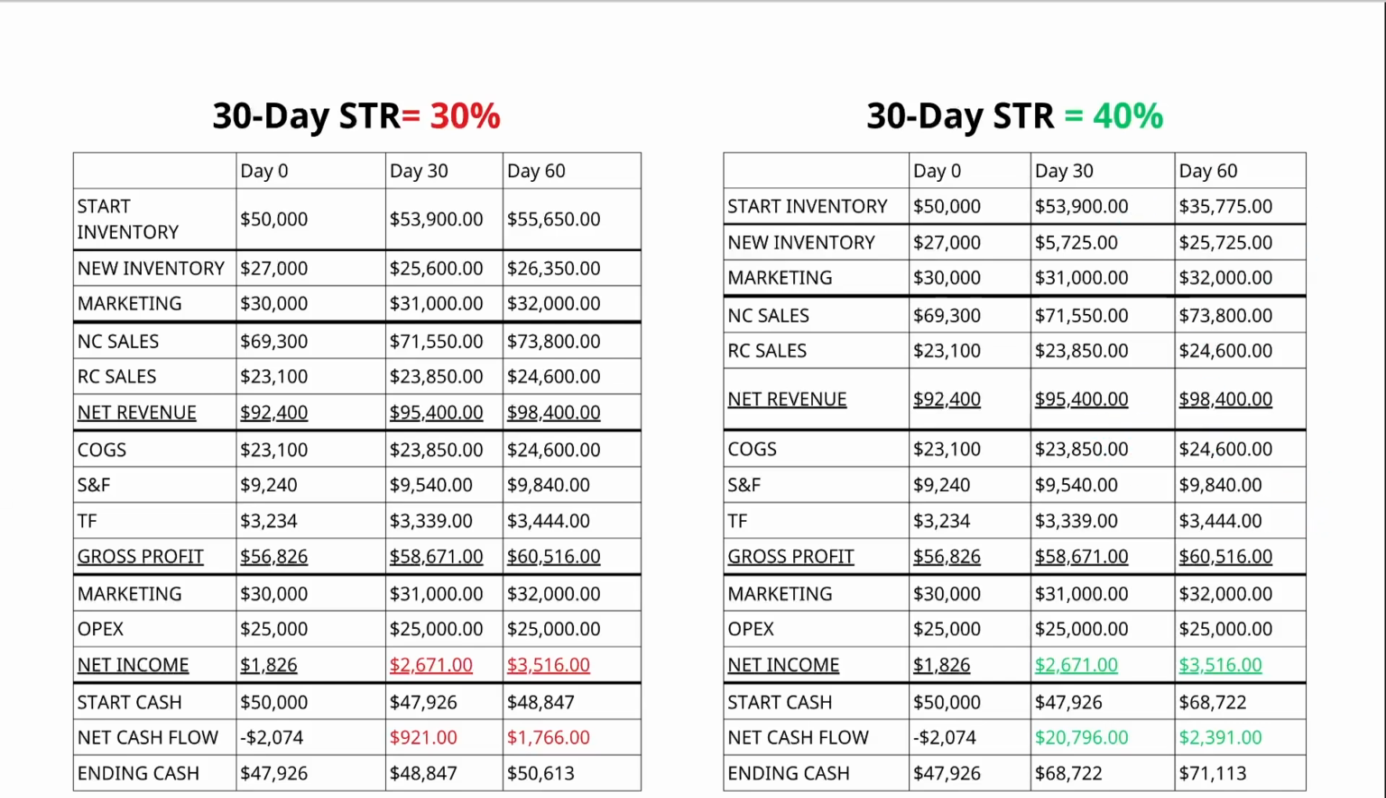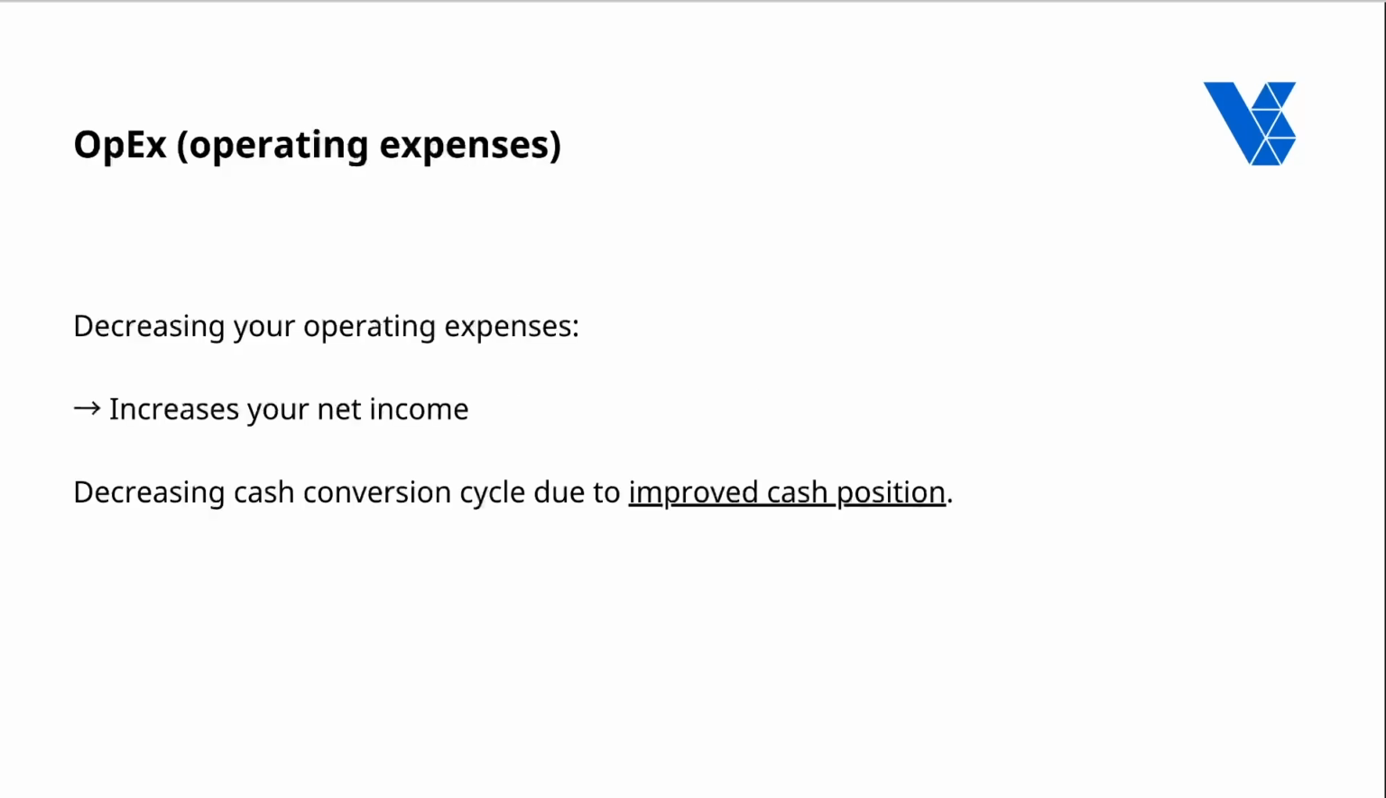And so this isn't a lever that changes net income at all. It doesn't change gross profit. It doesn't change net revenue, but instead it has an enormous impact on your net cash flow position by unlocking cash from inventory. The final bottleneck is operating expenses. If you decrease your OpEx, you increase your net income directly. And this is what a lot of D2C operators don't realize, is that fixed expenses have a one-to-one correlation with profit. Variable expenses do not, particularly marketing expenses as well. And so if you decrease your OpEx, you have a one-to-one increase in net income, which decreases your cash conversion cycle due to an improved cash position.